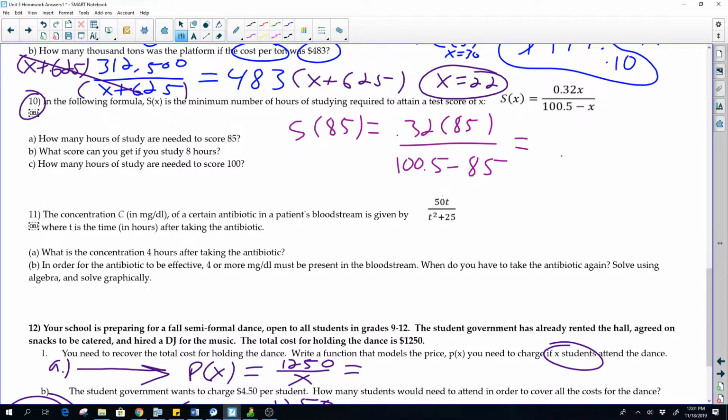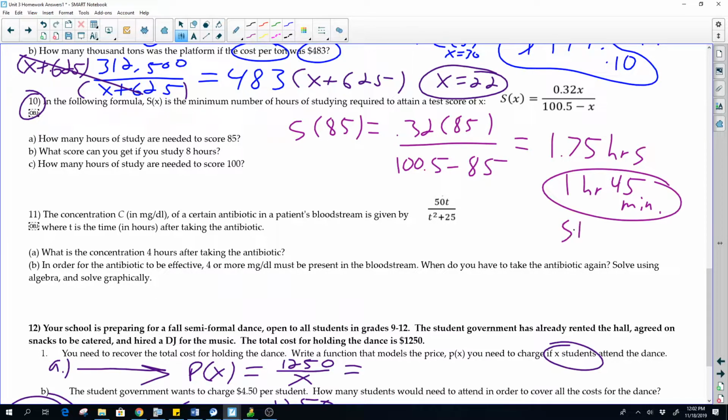I think that makes sense, doesn't it? 1.75 hours, which is like an hour and 45 minutes? Yeah. Definitely on mine, if you study that much, you should get an 85. Just watch my videos and do the practice test, definitely. So make sure you at least study for an hour and 45 minutes for our test next time.